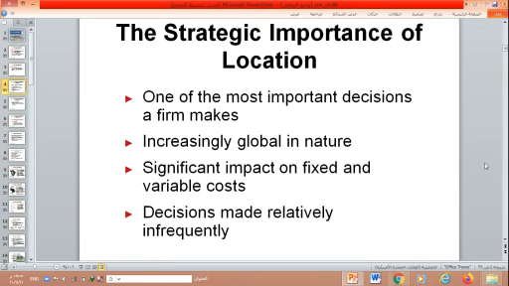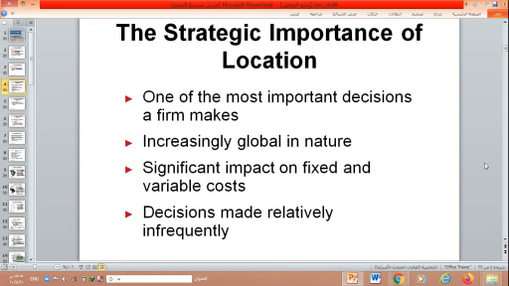Also, we want to know that the strategic location decision is made relatively infrequently, because sometimes demand has outgrown the current plant's capacity, or because of changes in labor productivity, exchange rates, costs, or local attitudes. So according to that, the decisions of strategic location are made relatively infrequently.